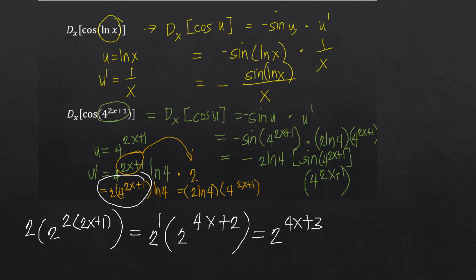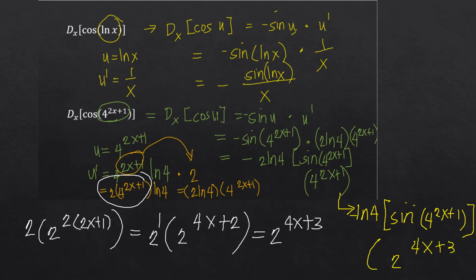Now this means that our answer here, instead of the 2 here, we can replace or remove it and it will change. So your answer can also be written as negative ln of 4 multiplied to sine of 2x, we just need to be careful with the bracket, so sine of 4 raised to 2x plus 1 times 2 raised to 4x plus 3. So that can be another way of expressing your answer.